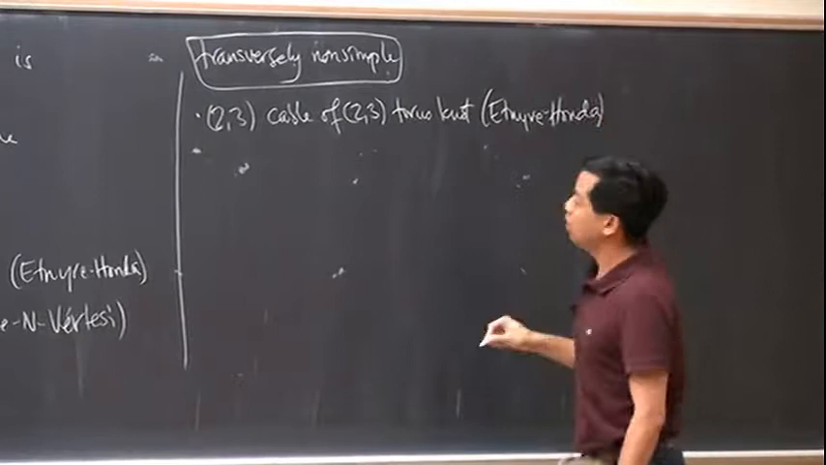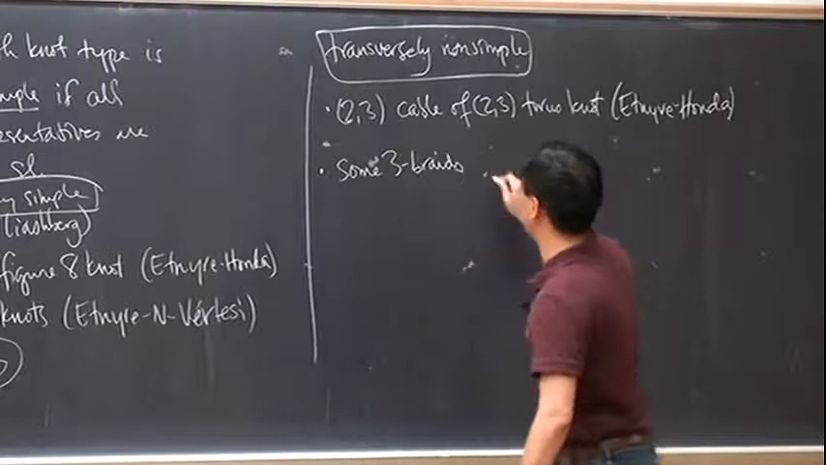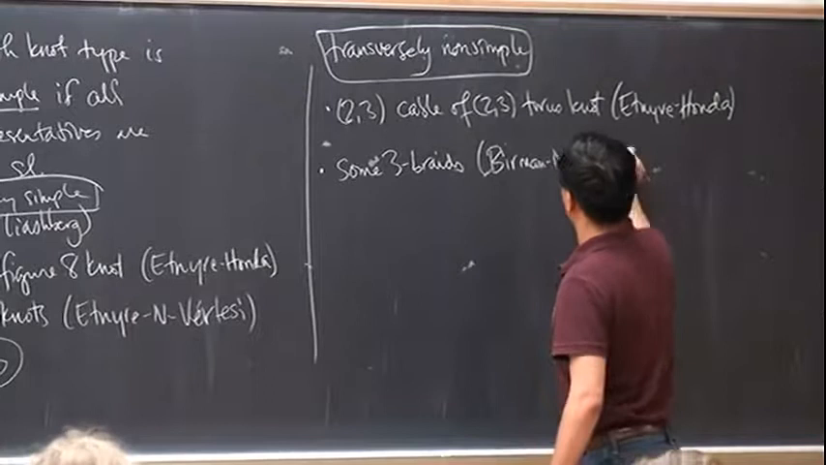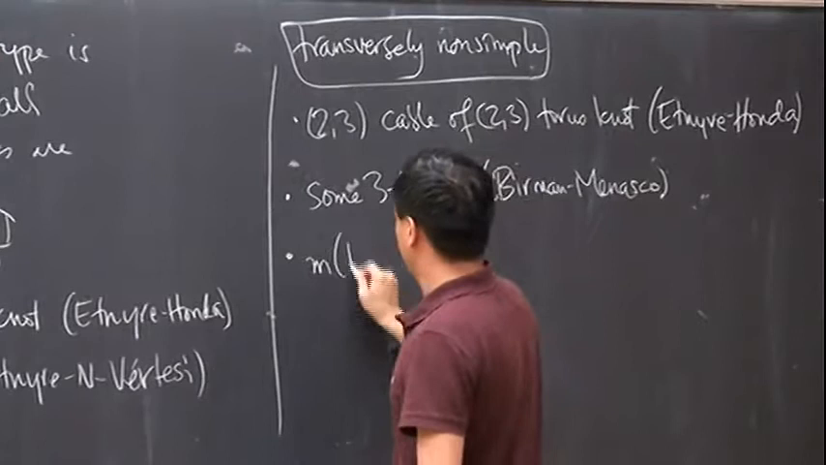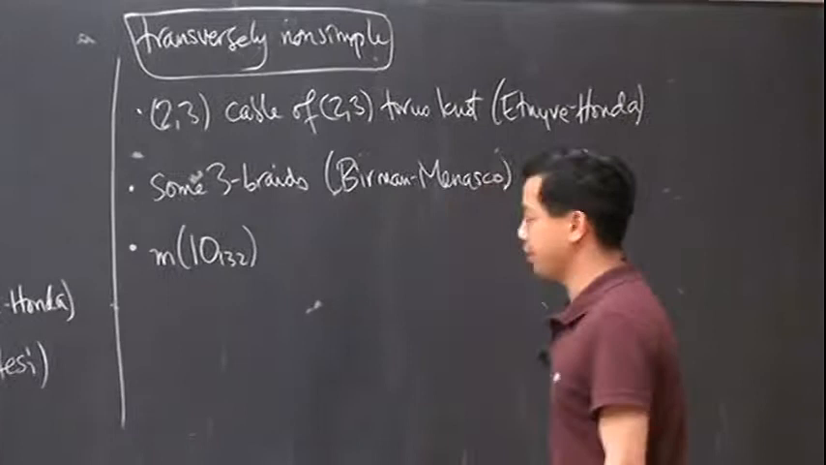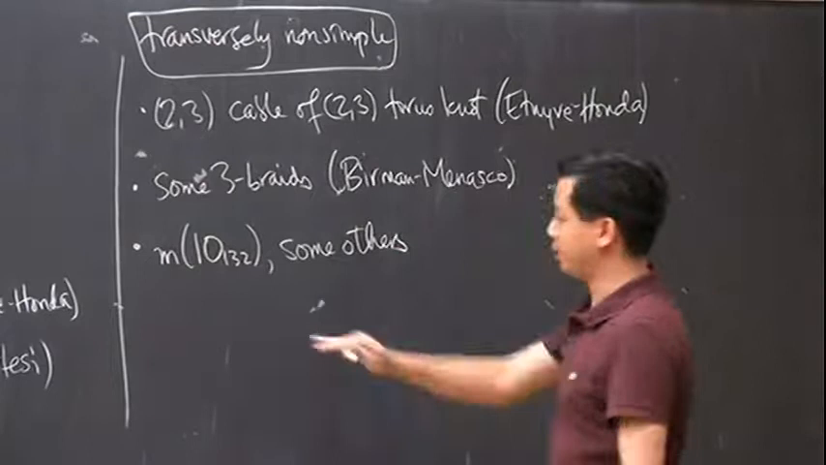There's also famously a class of three braids. I won't write this out, so I'll just say some three braids, or closures of three braids, and this is work of Birman and Menasco. So those have been around for a little while now, so let me just list some things that have been done since then. There are some sporadic examples, so there are families beginning with the mirror of 10-132. Let me just be very vague and say some others. There are some that are in families, there are some that are just sporadically running around, and I'll explain what I mean by some others in a second.